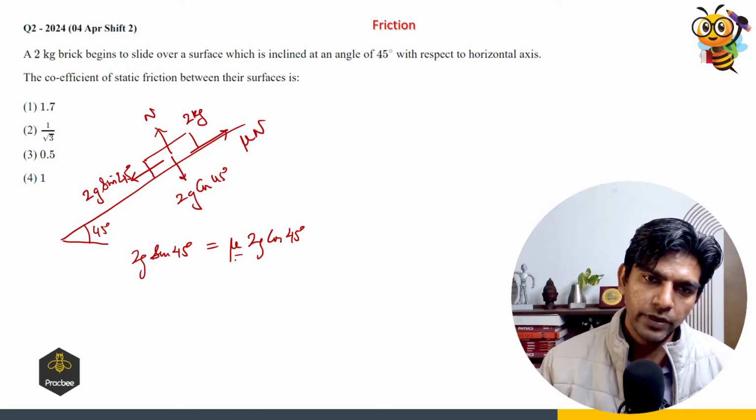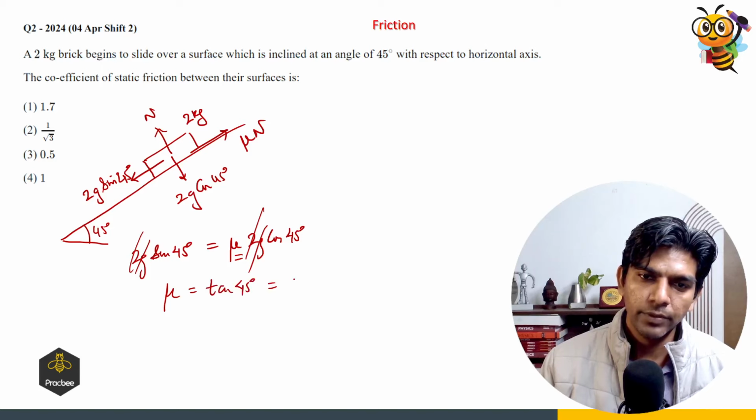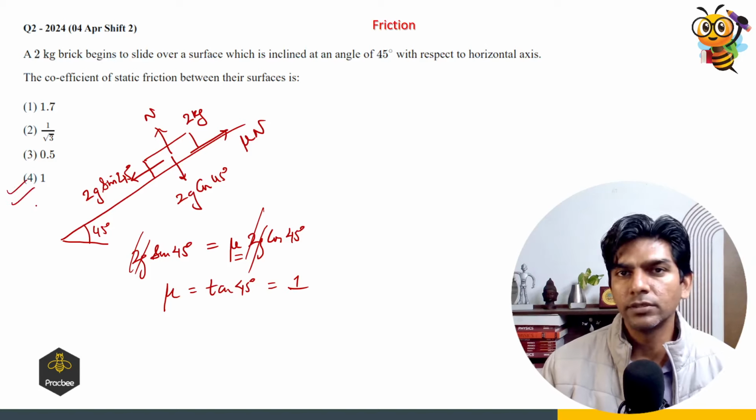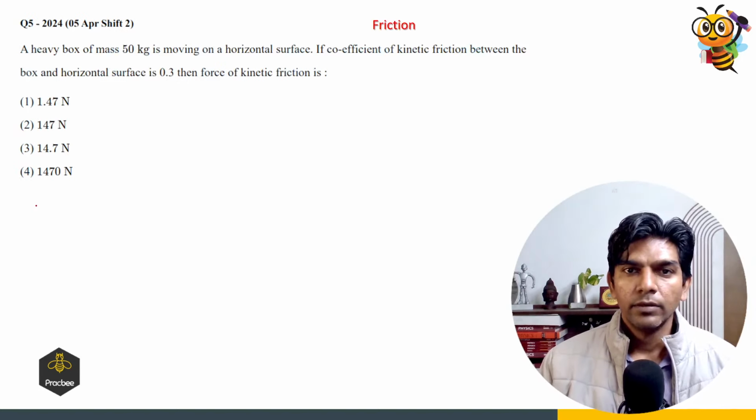Now from this we can find mu. So 2g will get cancelled out. So mu comes out to be tan 45, so it will be nothing but 1. So option 4 is the right answer. Right, so let us see this question.